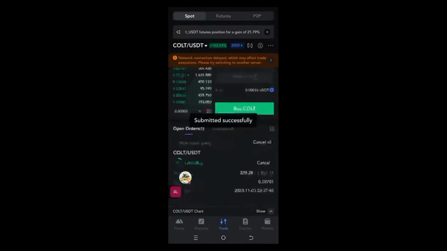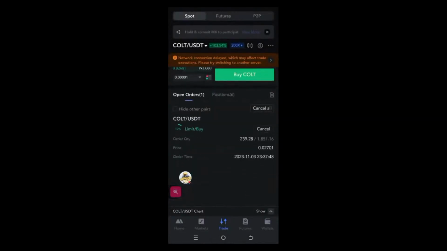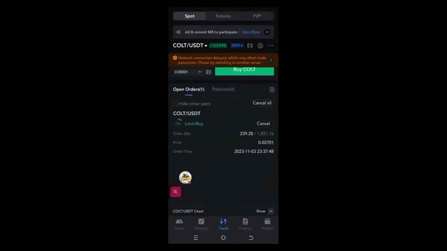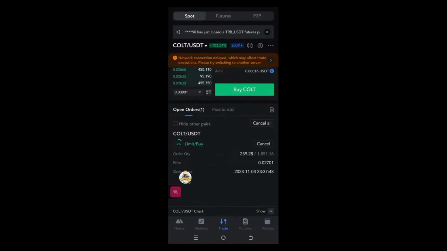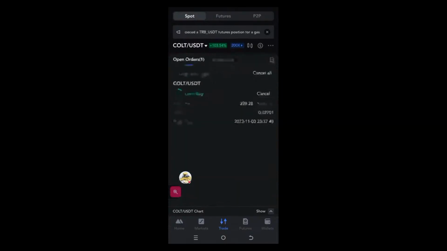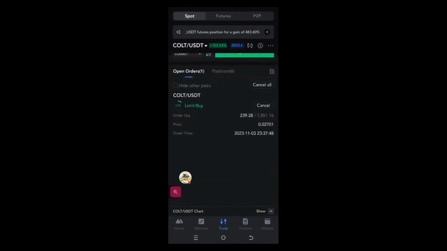Submitted. We're in the queue. I don't like it. Oh, it bought. Some of it got bought. 12%. We could actually adjust it. No, I think I could, but it's not adjustable. Since we bought part of it, we just have to go with it. We'll just buy the rest.